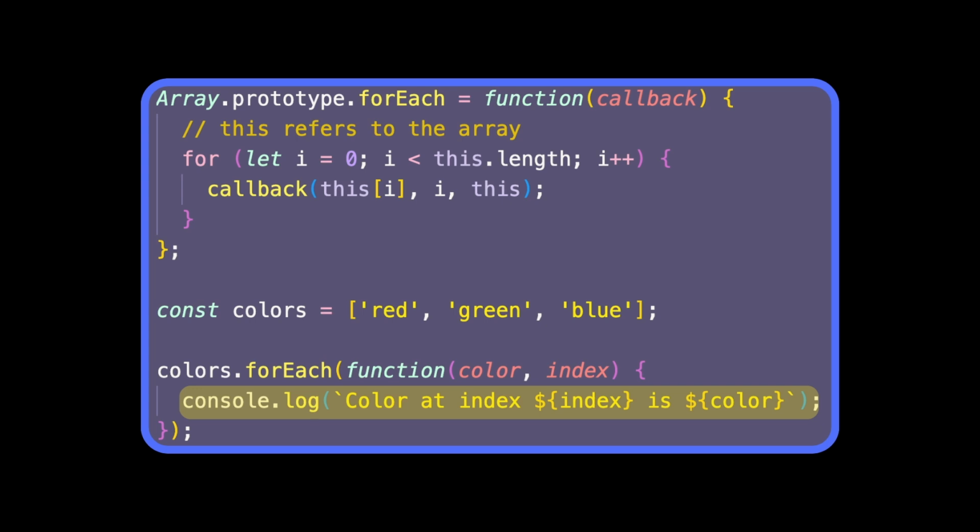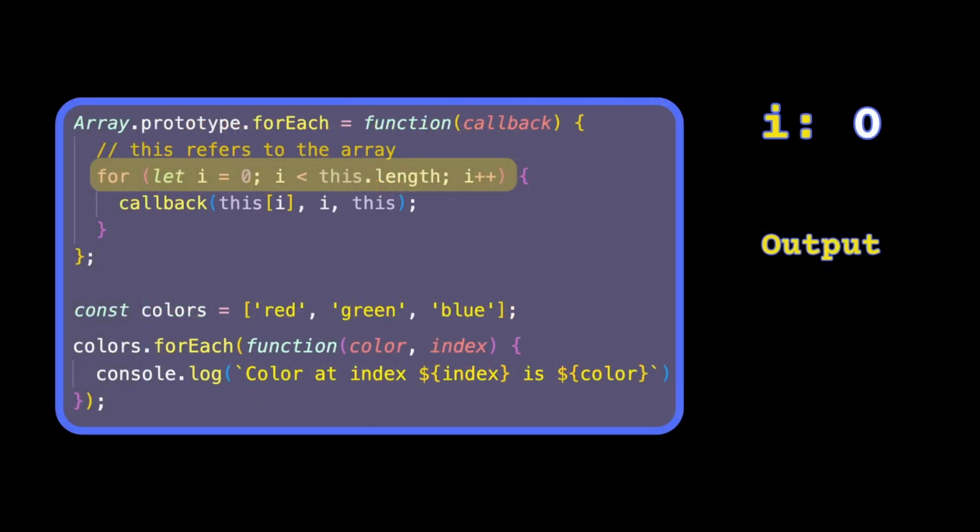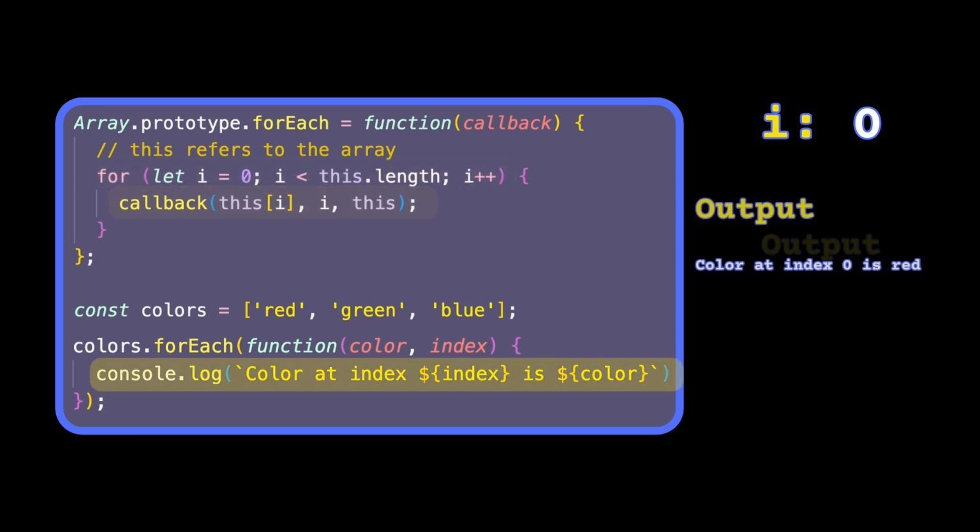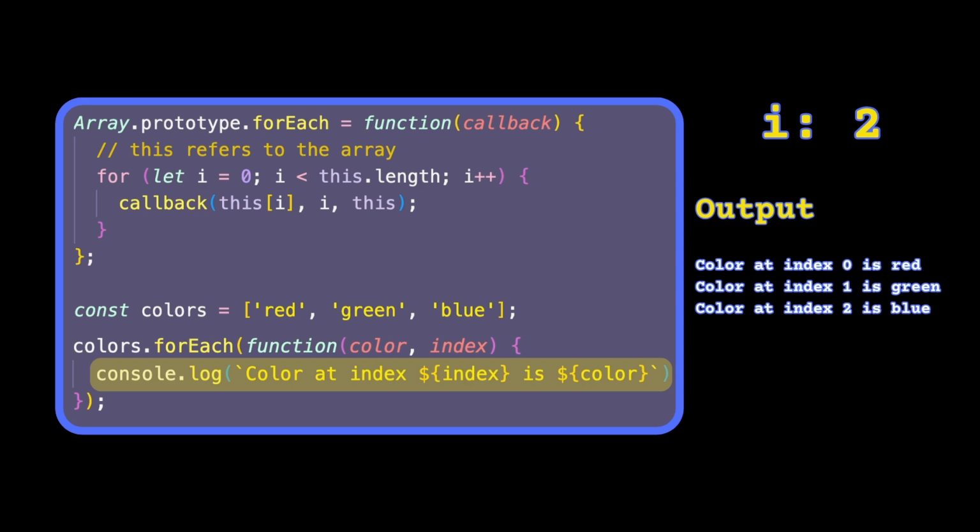When you call colors.forEach, this forEach method runs a loop from the beginning of the array till the end of this array. And for every index i, it calls this callback function. So for i equals 0, it calls this callback function with the element at the 0th position, which is red. Then it provides the index itself, which is 0. So this callback function prints color at index 0 is red. Similarly, for the next iteration, when i becomes 1, it again calls this callback function. So color at index 1 is green and color at index 2 is blue.